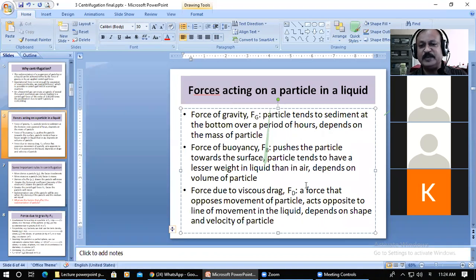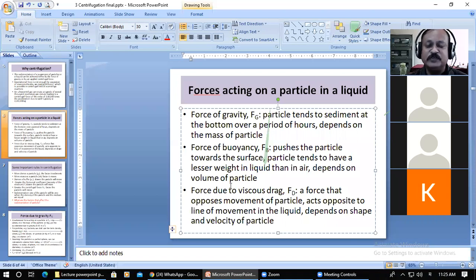It is a force which tends to push the particle towards the surface of the liquid. Therefore, the particle will tend to have a lesser weight in liquid than in air. I think you might have experienced this: you can feel the weight of an object, and if you put that object in a liquid, it will tend to have a lesser weight. That is because of the force of buoyancy, because the liquid will try to push the object towards the surface of the liquid. That is the second force.